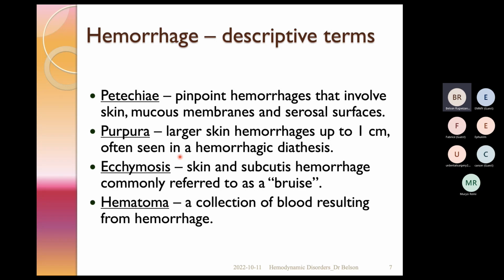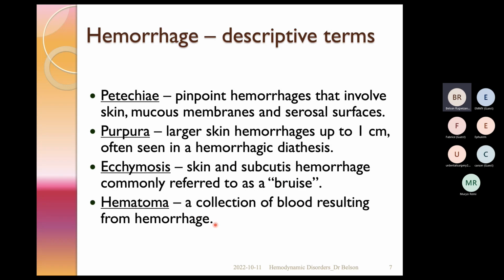They are very small hemorrhages. Purpura are larger skin hemorrhages which can go up to 1 centimeter. If it is more than 1 centimeter, then it is no longer purpura. It can be something else, like ecchymosis, which is sometimes called a bruise. In most books in English they use bruise.